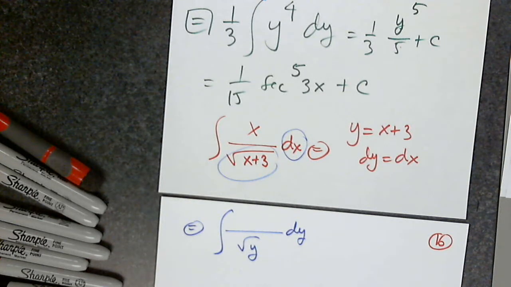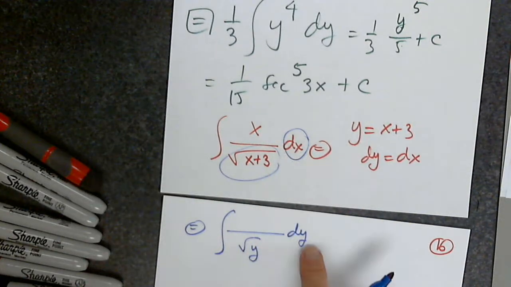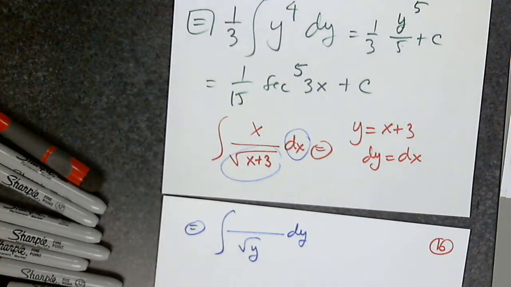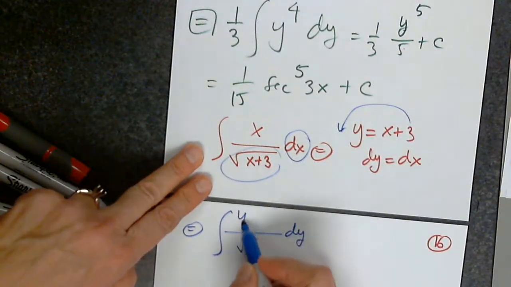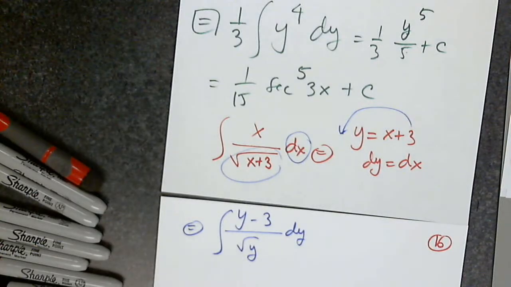No. Dy will not cover x. X is x, dx is dx. They have nothing in common. This piece is here, this piece is here. Now I have to find something that replaces x, and it cannot be in terms of x. What should I do? I cannot have y and u in the same integral. Exactly. All I have to do is say y minus 3. Indeed. Awesome. It's right there.